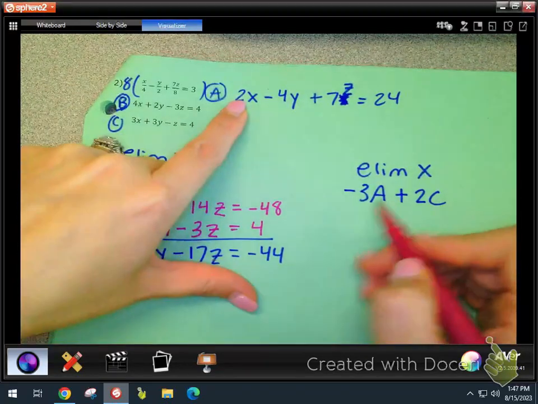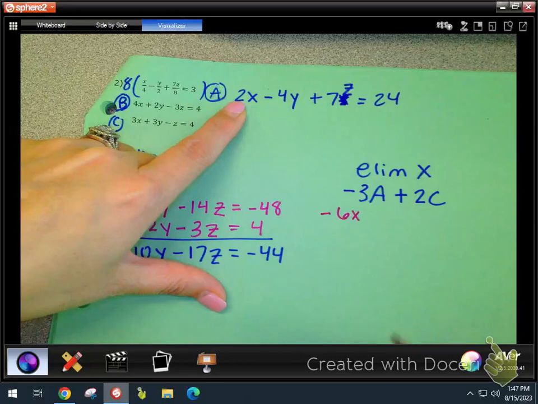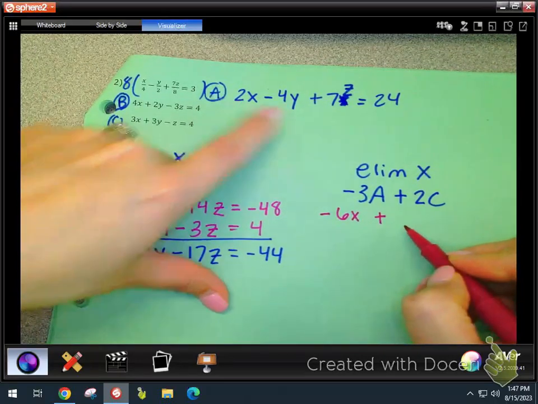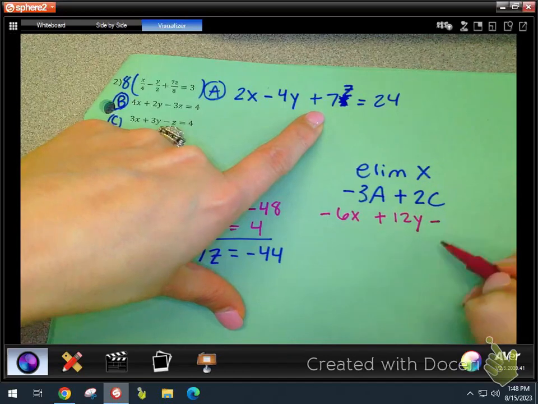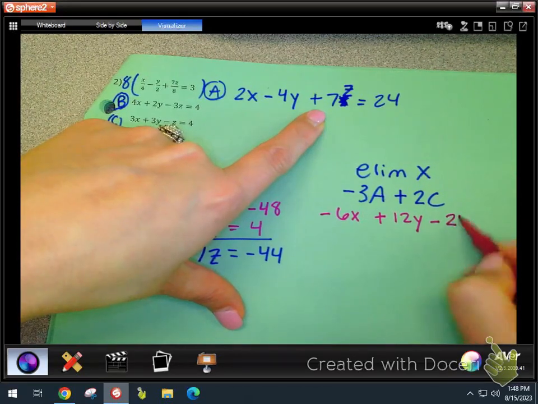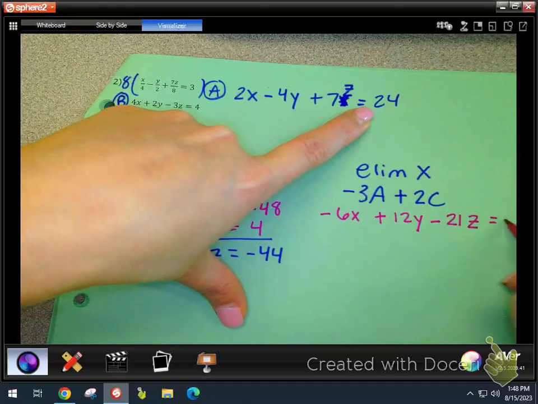Negative 3a. So this is going to be negative 6x plus 12y minus 21z. Negative 24 times 3. Oh, that's 72.